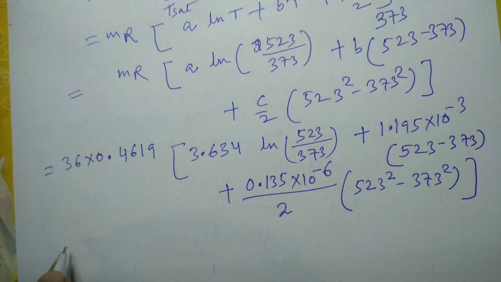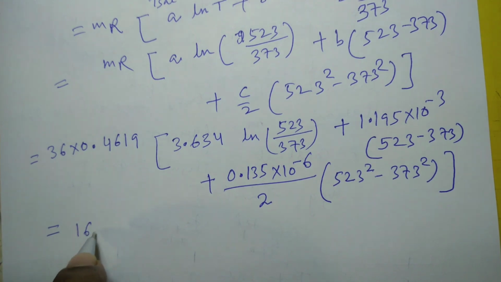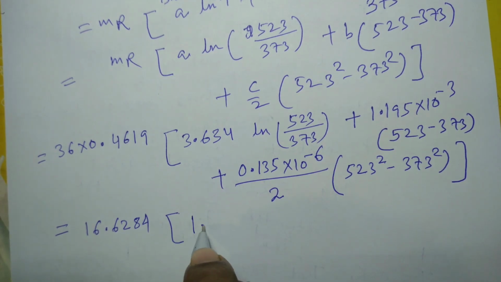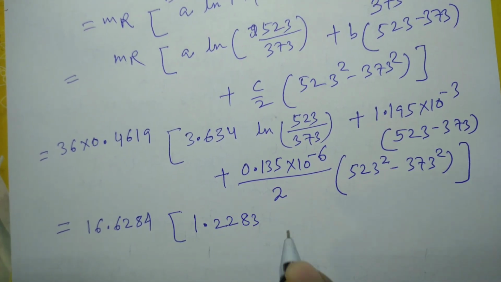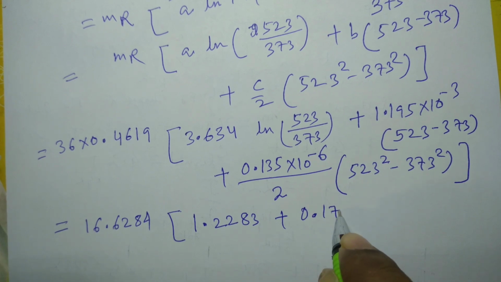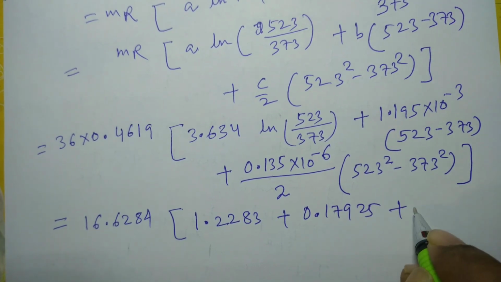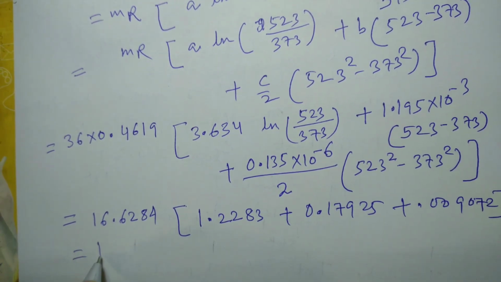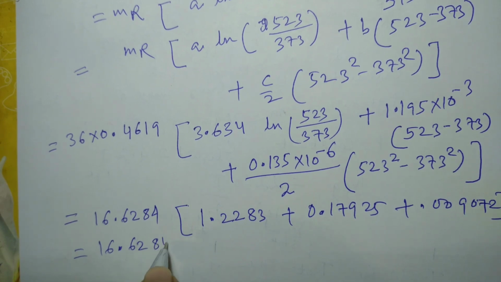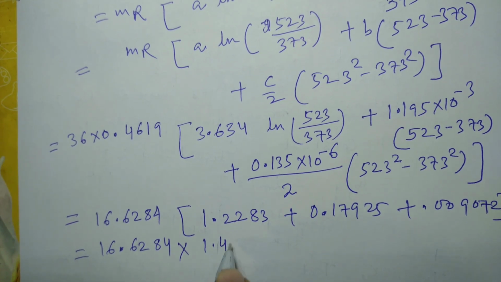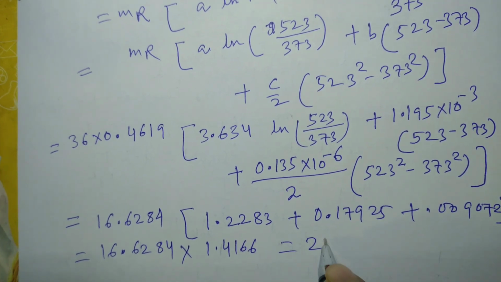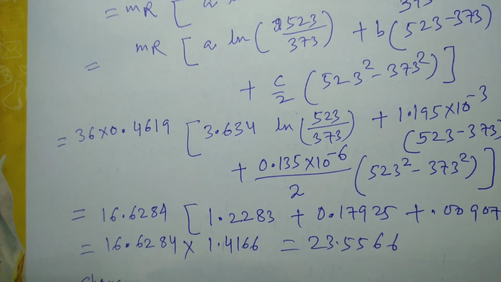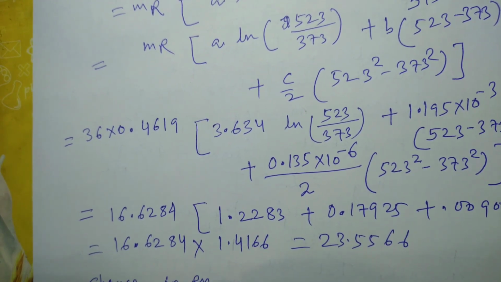So this will be 16.6284 times (1.2283 plus 0.17925 plus 0.009072). So this is equal to 16.6284 multiplied by 1.4166, which is 23.5566.